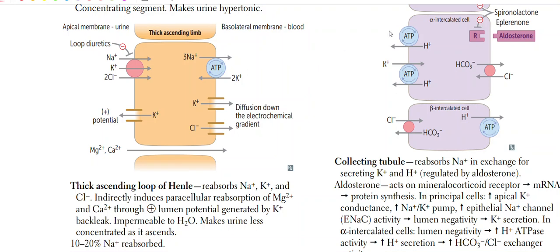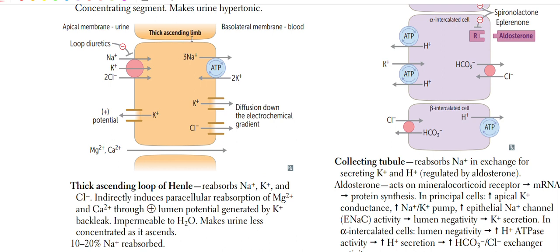So here, take the thick ascending loop of Henle. Sodium, potassium, 2 chloride. Take sodium, potassium, 2 chloride into the cell, and here we have the sodium potassium exchanger, which takes sodium to the blood and potassium into the cell. Potassium is brought in the cell and it diffuses out from both sides and creates an electrochemical gradient which pulls magnesium and calcium inside.